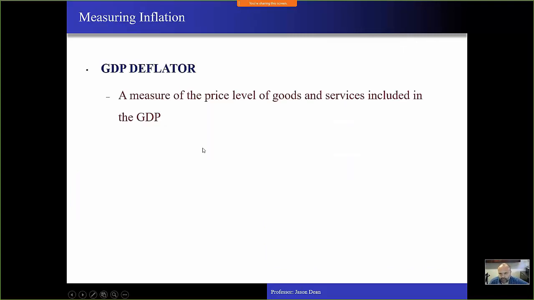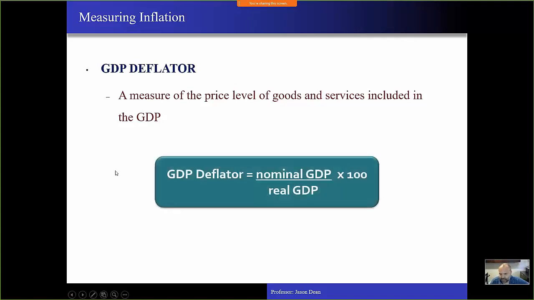So another way we can get a series of index numbers that represent price changes is by using the GDP deflator. Now this is much different. The consumer price index is explicit. Statistics Canada determines what products the average family buys, so the typical family's basket of goods. The GDP deflator is different. It's basically a measure of the price level of all the goods and services included in GDP.